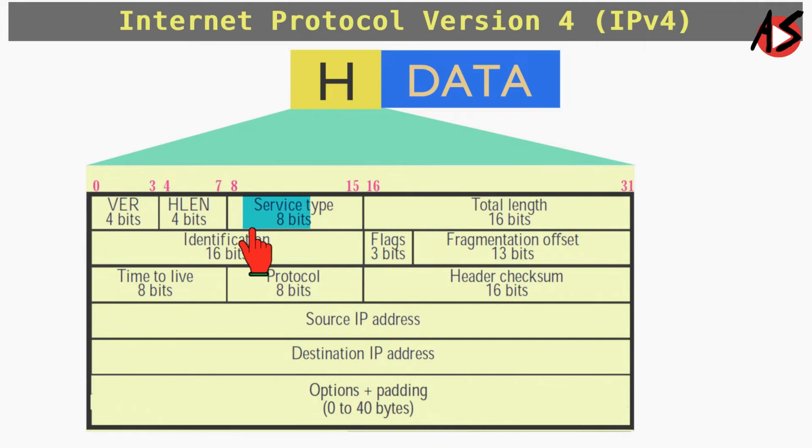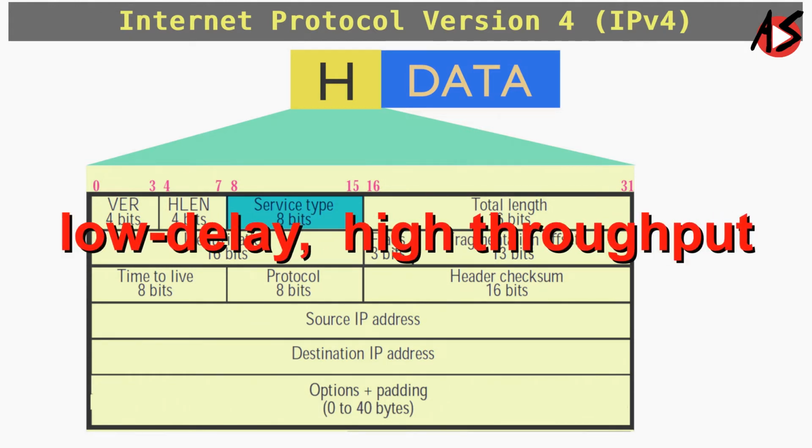The next 8 bits are referred to as type of service. Part of the field was used to define the precedence of the datagram. The rest defined the type of service, like low delay, high throughput and so on.